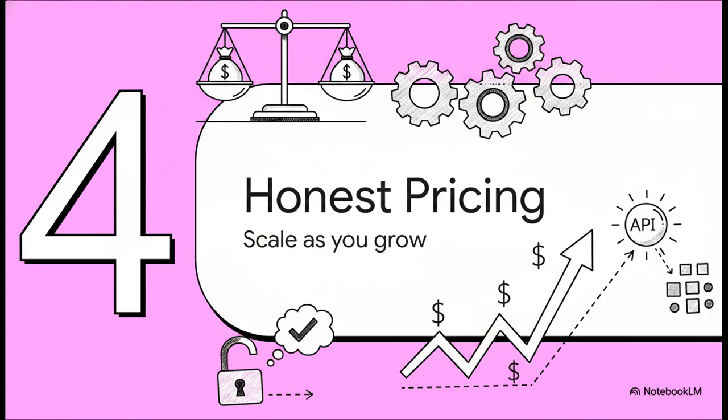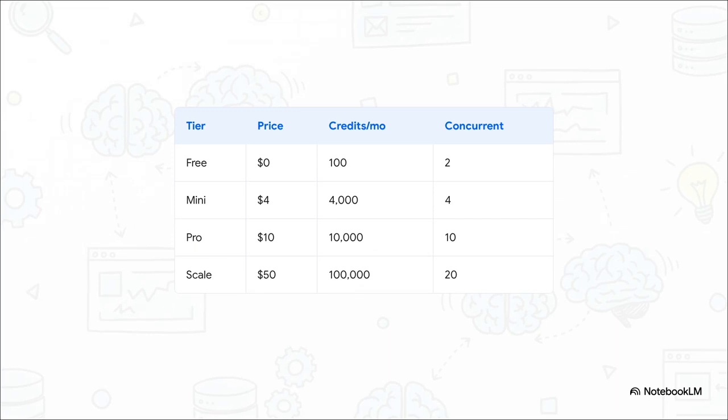Bringing us to our final section, Section 4, Simple, Honest Pricing. Let's demystify the billing here, because you scale exactly as you grow. The most important thing to look at is the free tier. You get 100 credits a month to start building and testing, and absolutely no credit card is required to sign up. Love that. If you outgrow that, the mini plan is just $4 a month for 4,000 credits.